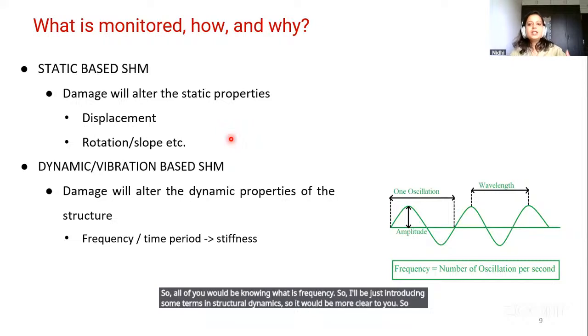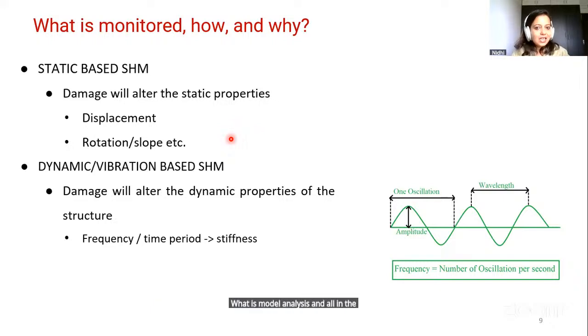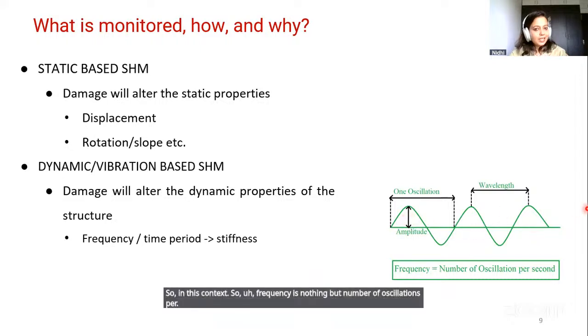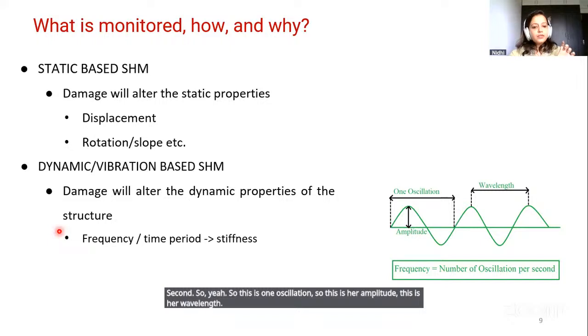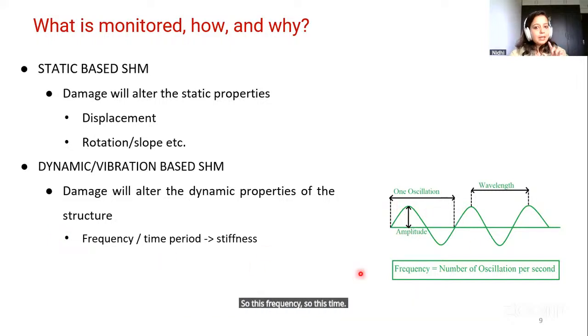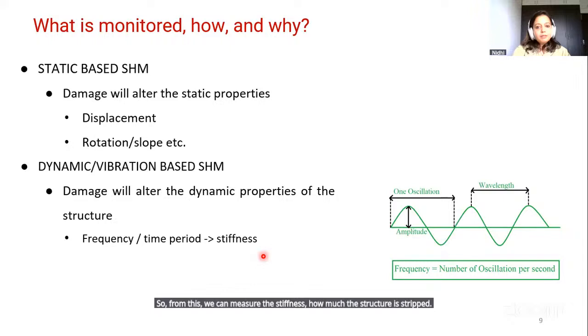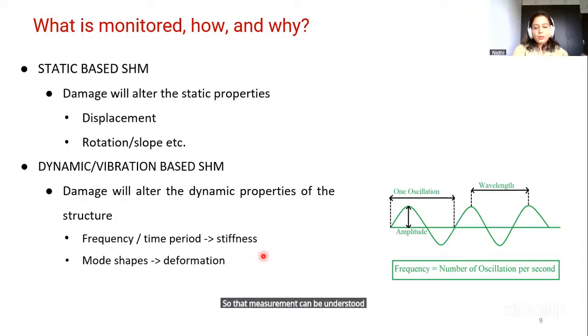So frequency, everybody would be knowing, but what is modal analysis and all, in the subsequent slides, I will just explain in this context. So frequency is nothing but the number of oscillations per second. So this is one oscillation. This is our amplitude. This is a wavelength. So this time period also can be measured from this. From this, we can measure the stiffness, how much the structure is stiff. So that measurement can be understood from this frequency.